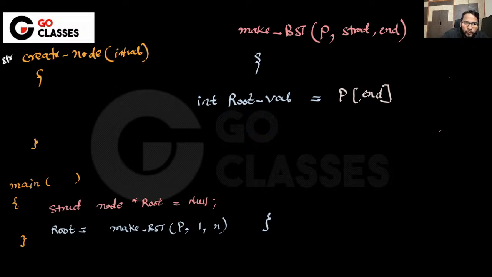So struct node pointer. I should have typed it, but that's okay. This is returning the struct node pointer. So it's very easy code. What you will be doing, you will be writing a malloc function, right?